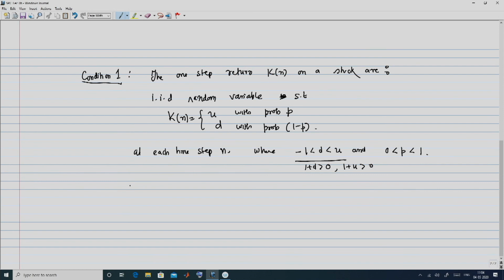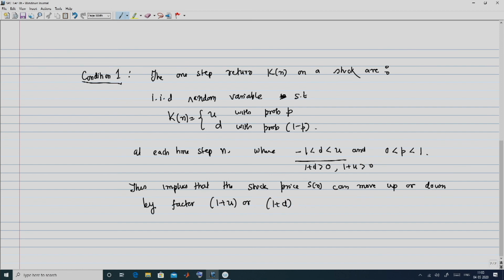So, next, just to sum up whatever I have said, this implies that the stock price S n can move up or down by a factor 1 plus u or 1 plus d respectively at each time step.